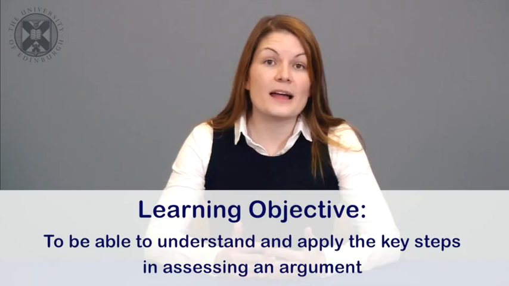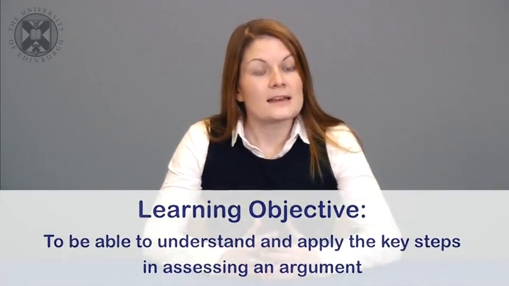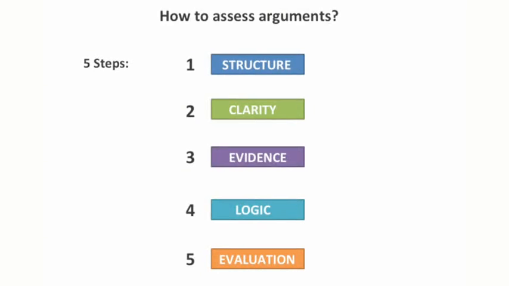The learning objectives of this week are simply being able to understand and apply key steps to assess argument. Now, unfortunately, there is not one formula that I can give you to apply to find out whether an argument is strong or weak. Instead, what I propose is to give you a step-by-step technique that summarizes all the key steps you need to look at, all the parameters you need to look at to be able to assess the argument correctly. This technique will help you to assess any argument regardless of the context. This technique has 5 steps: structure, clarity, evidence, logic, and evaluation.